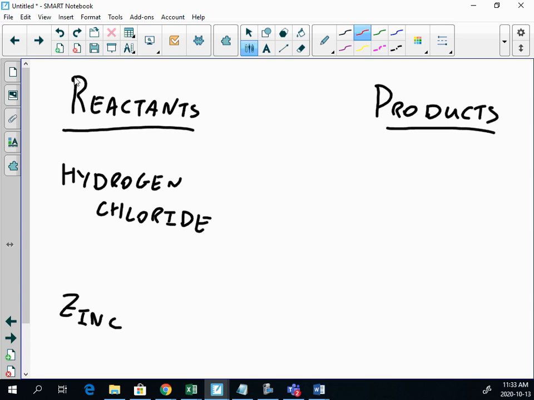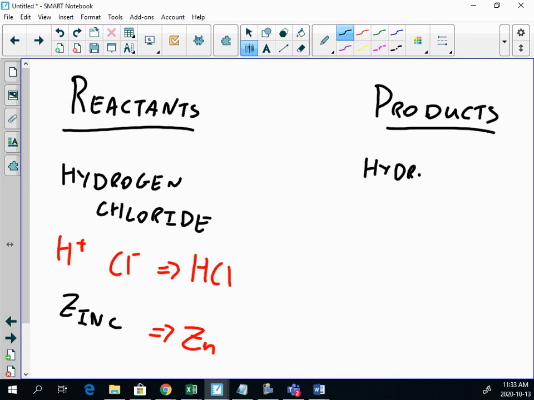Now, hydrogen chloride is made of H+ ions and Cl- ions, which balance each other with a +1 and a -1 charge. So HCl is my chemical formula for hydrogen chloride. Meanwhile, my chemical formula for zinc is just Zn. Now, I did tell you straight up what one of my products was, hydrogen gas. But I'll admit it's difficult here to identify what the other product has to be.